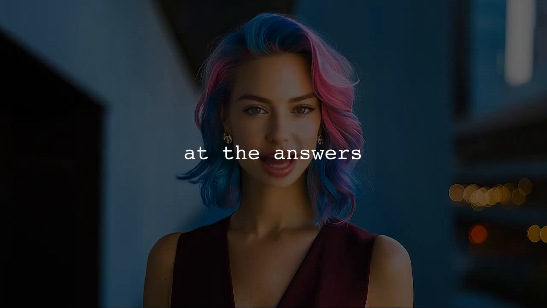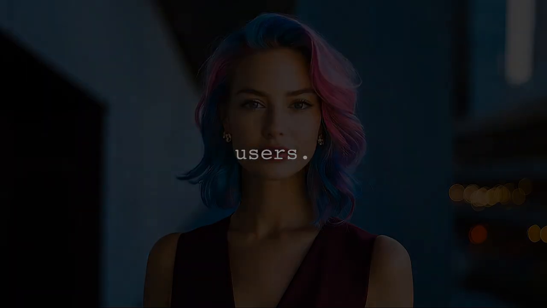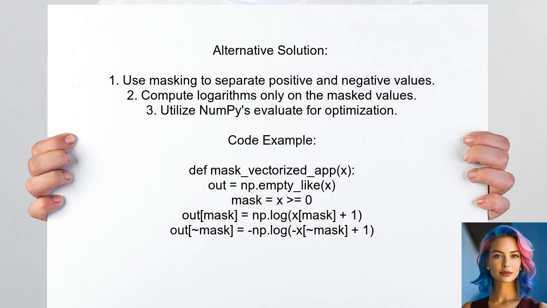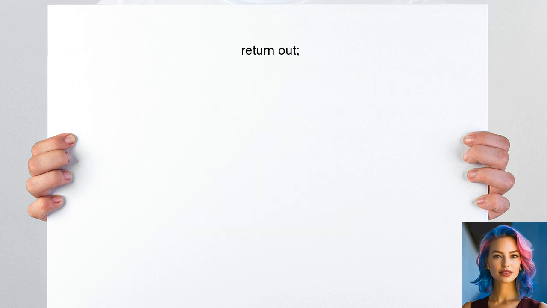Now, let's look at the answers provided by other users. An alternative approach involves using masking for better performance. This method creates a mask for positive and negative values, allowing you to compute logarithms only on the relevant parts of the array. By using NumPy's evaluate function, you can further optimize the calculations.